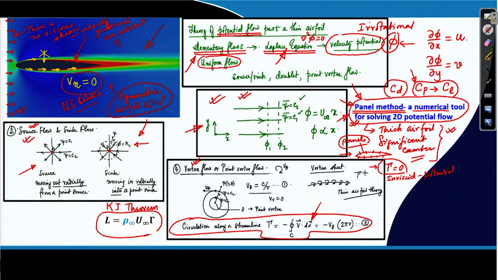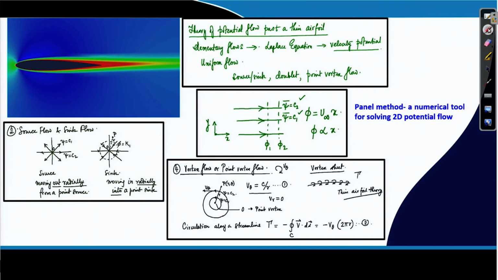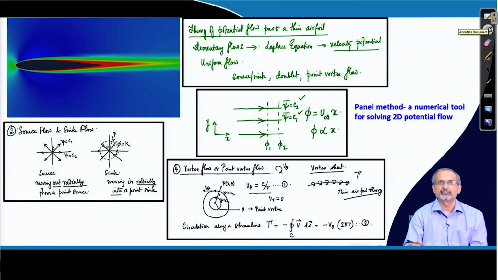Whereas, if you are solving the problem as a lifting airfoil problem, then you have to bring in the concept of point vortices. So, in that case the panels will have to carry point vortices here. We will discuss more on this later, but we are gradually trying to introduce the ideas, the thoughts that we are having in our minds and trying to take it forward rationally.